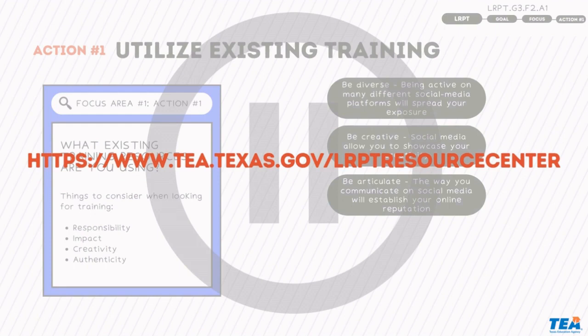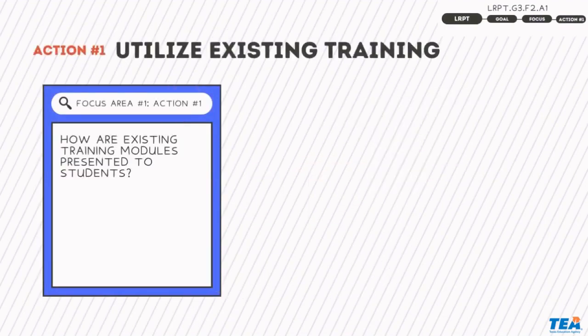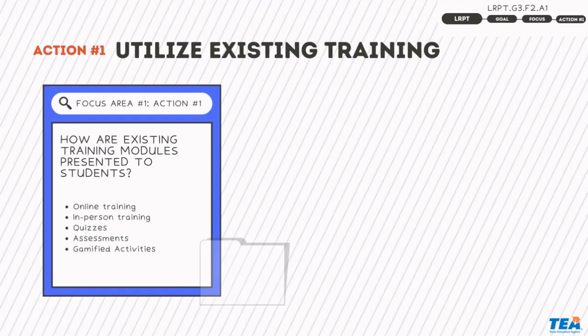Pause the video here to note other values your district needs to consider, in addition to responsibility, impact, creativity, and authenticity when looking for existing trainings to utilize. What existing trainings are you already using that reflect on these attributes? How is the training presented to students? In what ways are they able to engage? This could include online training, in-person training, quizzes, assessments, or gamified activities. Check out the resource information on additional ideas for utilizing existing training.